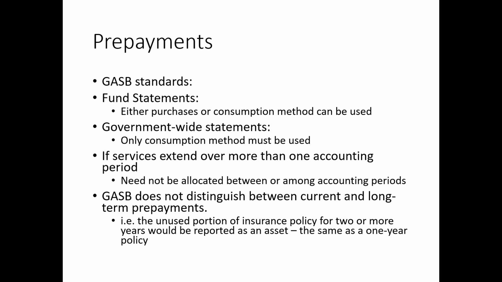And you may wonder, some of those prepayments are long-term prepayments, like insurance prepaid for 3 or 4 years, but the government funds do not recognize long-term assets. But there's a problem: GASB does not distinguish between current and long-term prepayments. So all the prepayments will be viewed as a 1-year policy, as current assets.